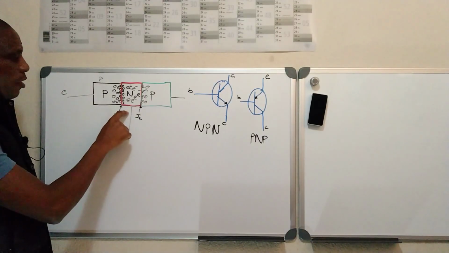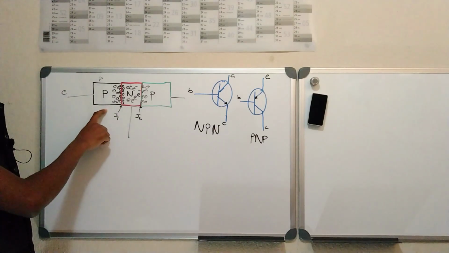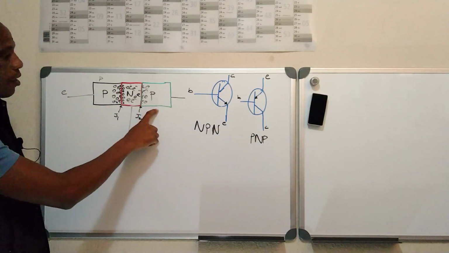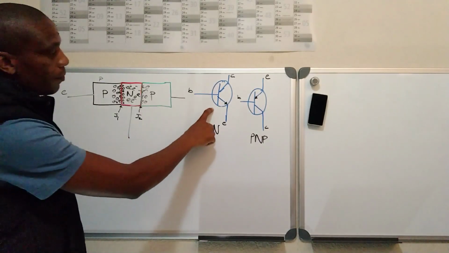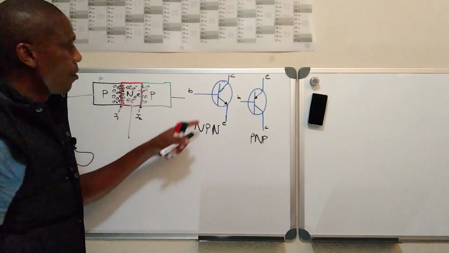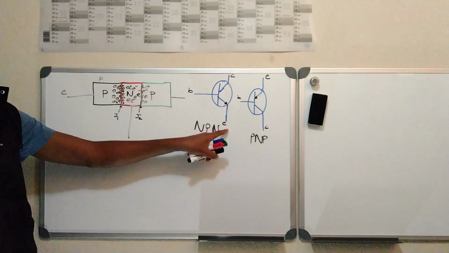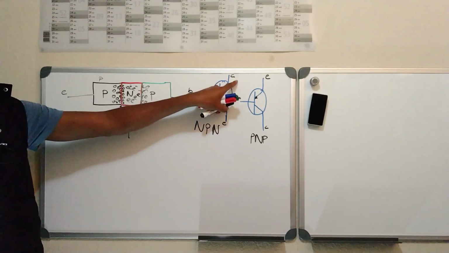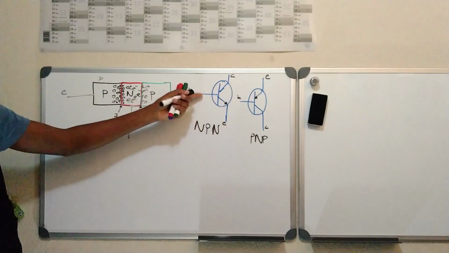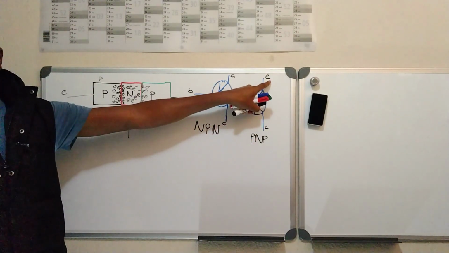The base is always the thin one because it's lightly doped. The emitter is heavily doped, it's a big one. And the collector is also big. In a symbol, you see the emitter by means of an arrow. The base is always this one. The other one is obviously a collector. It doesn't matter how they drew it. The one with an arrow is always an emitter.